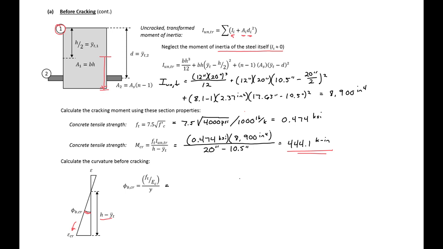So we'll have 0.474 ksi divided by 3,600 ksi, making sure our units are consistent, and then divided by the distance, which is 20 inches minus 10.5 inches, which will give us a curvature here of 1.38 times 10 to the negative fifth radians per inch. So this gives us our first point on our moment curvature curve, with our cracking moment and our before-cracking curvature.